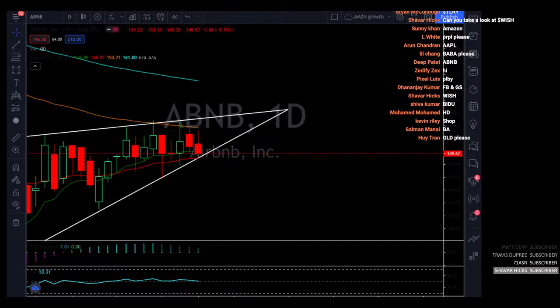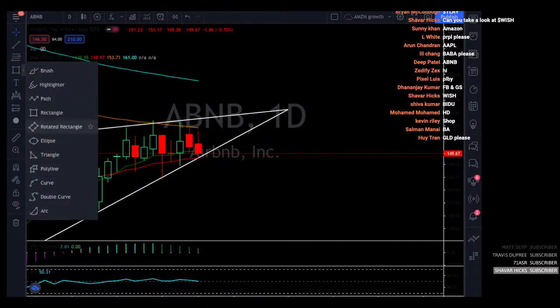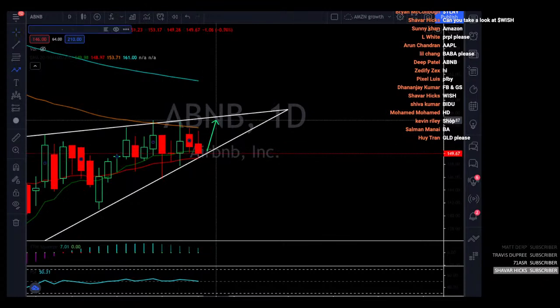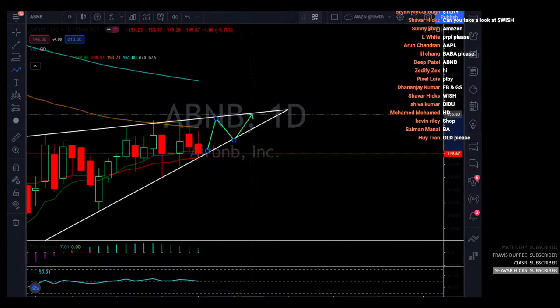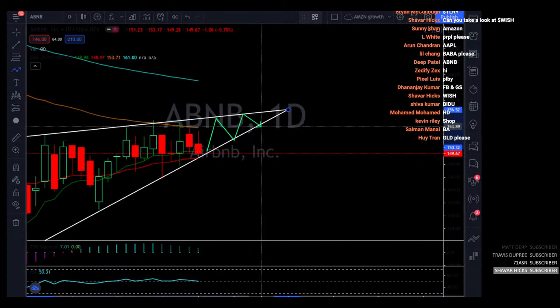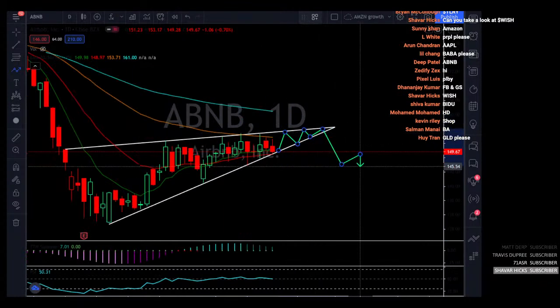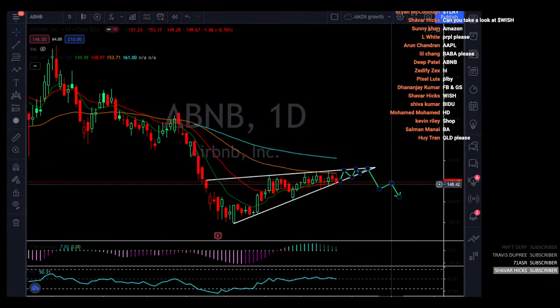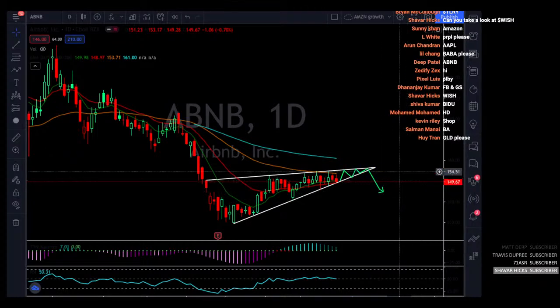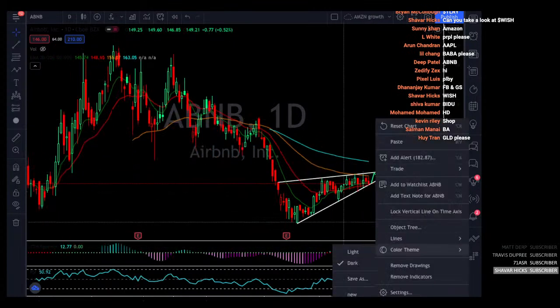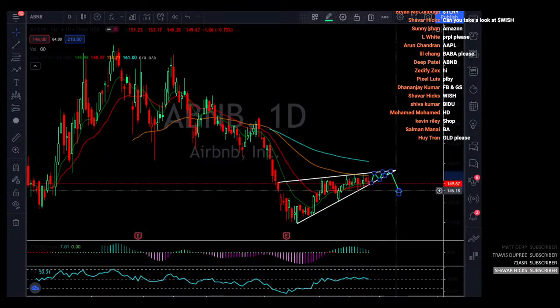So, you know, the path for Airbnb is probably to 155 again, back down to 151, back up to 155, back down to 153, and then we finally break out. That is what I think about Airbnb, though this can always surprise me and go up.